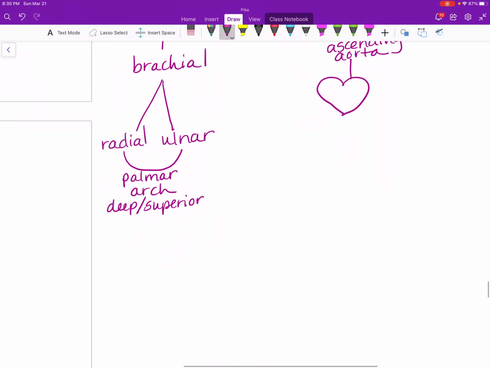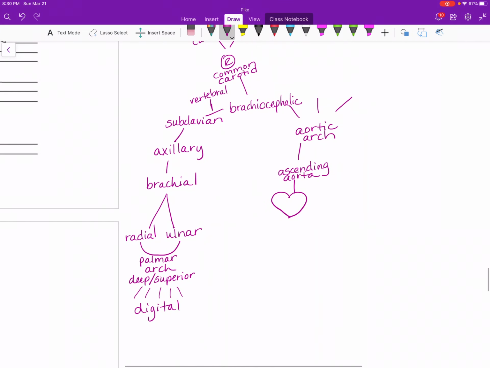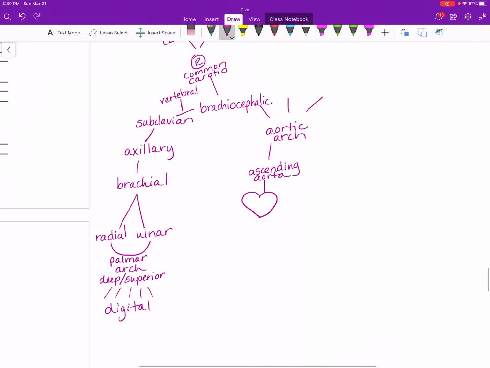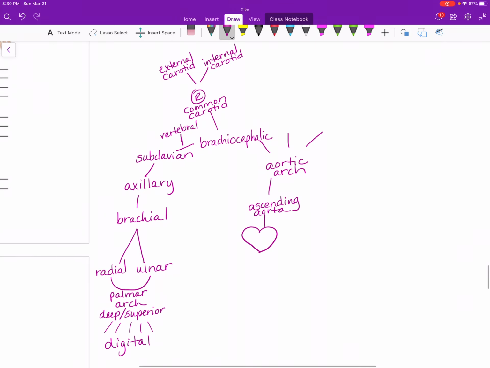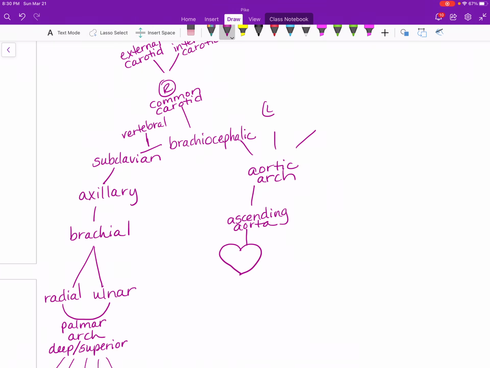And then off of that palmar arch, we have 5 digital arteries supplying each of your fingers, each of your digits. And so that's just taking one of the branches off the aortic arch, all the way out. The second, or the middle branch of the aortic arch, is the left common carotid.